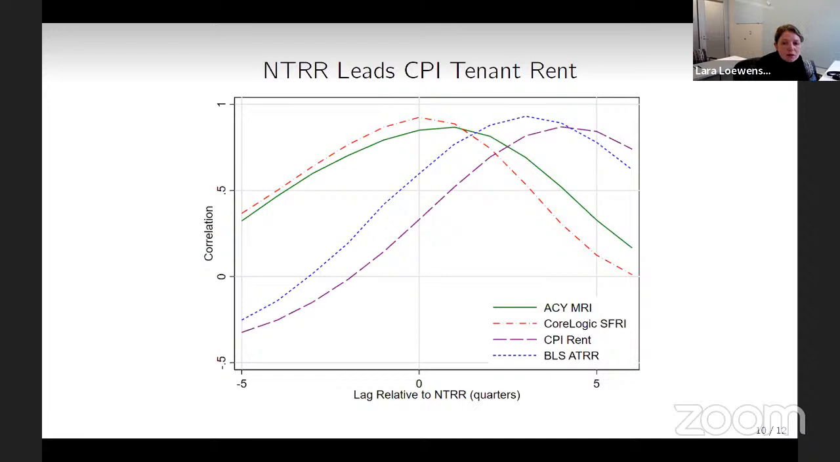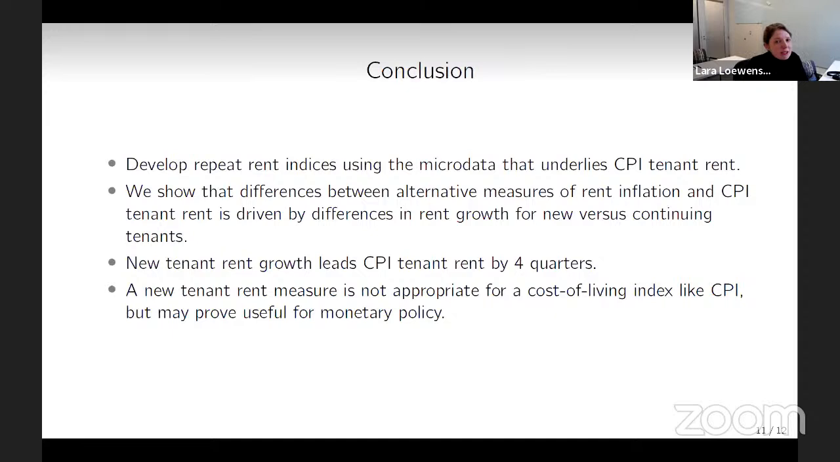So this paper is really very simple. I think a lot of people intuited that this was what was driving the difference between these publicly available alternative rent inflation measures and CPI tenant rent. And what we're doing in this paper is confirming officially that that is the case.